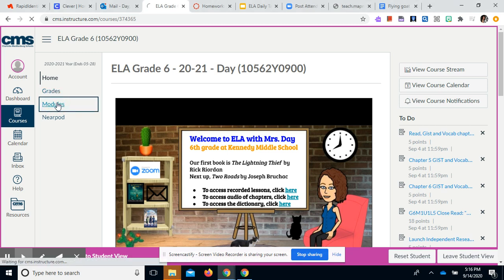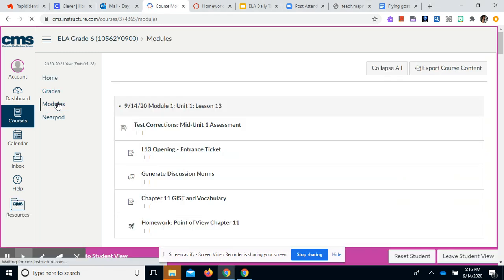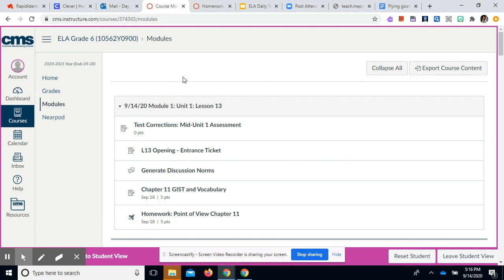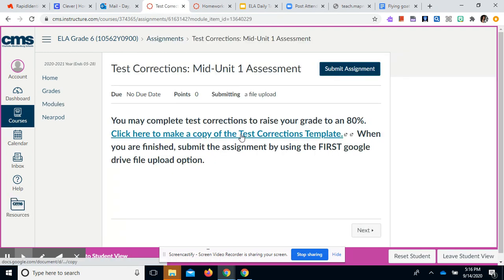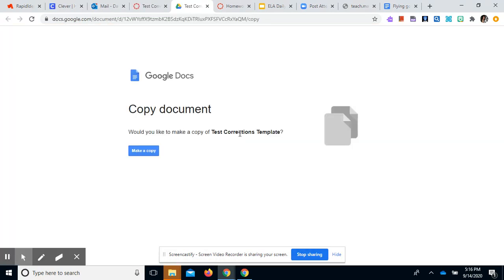All right, so we are looking at the lesson that was presented on Monday, September 14th, which was lesson 13. Started with information about the mid-unit 1 assessment test corrections. That is available to any students that scored less than an 80%, and you can improve your grade up to an 80%.